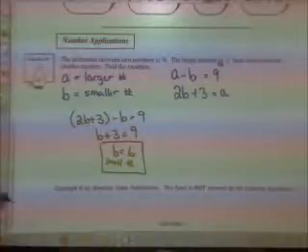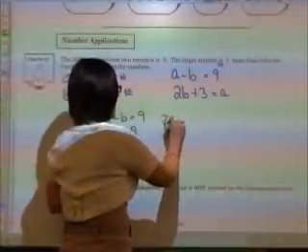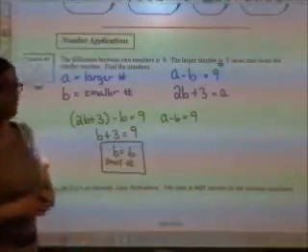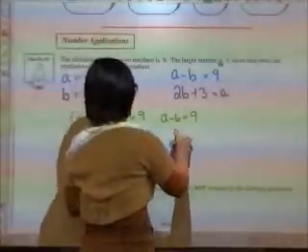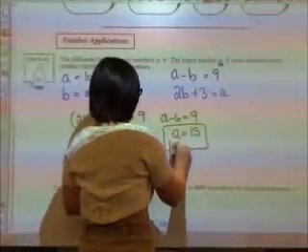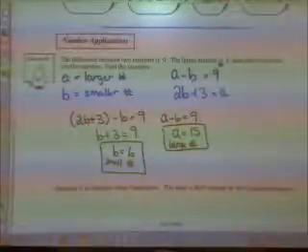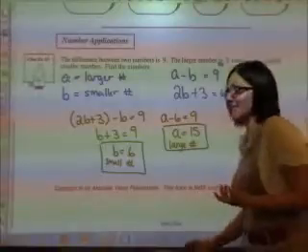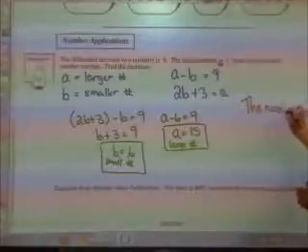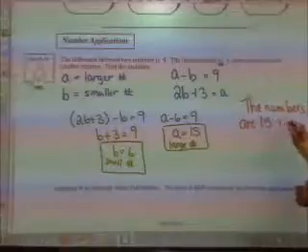So now I need to find the larger number, so I can put it back into that equation. A minus 6 equals 9. So how do I get A by itself? Add 6, and what's 9 plus 6? And this is the larger number. So now I've identified my 2 numbers. So then I need to put a sentence answer, because this is a problem solving. So the numbers are 15 and 6.